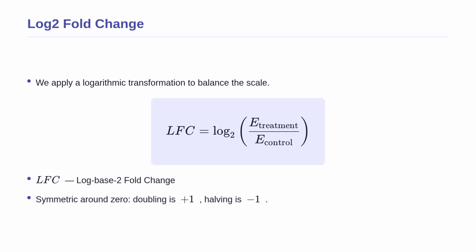Now, an increase in expression by a factor of 2 becomes an LFC of positive 1, and a decrease by a factor of 2 becomes an LFC of negative 1. If the expression does not change at all, the ratio is exactly 1, and the resulting LFC is exactly 0. This beautiful symmetry is ideal for statistical analysis.